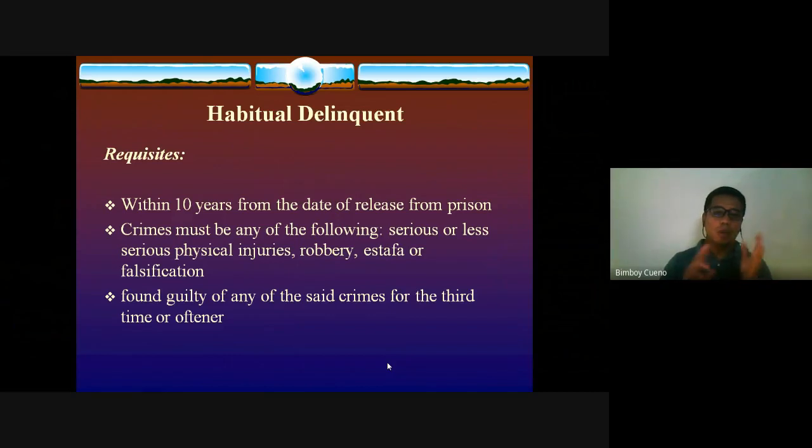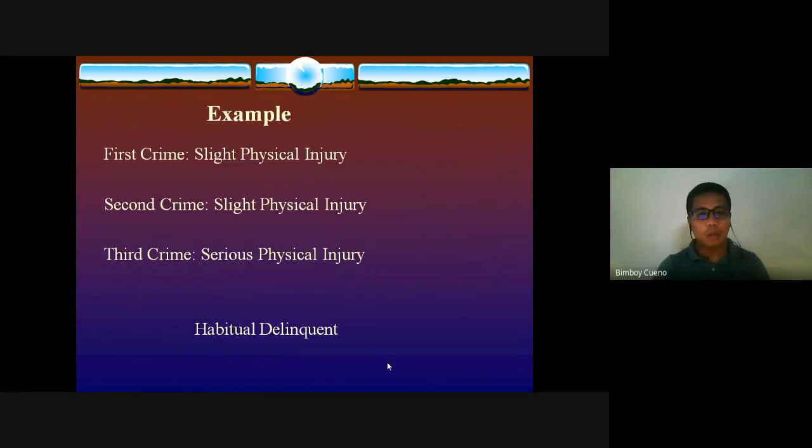So meaning, even if requirement number one is present and requirement number two is present also, but the person committed one of the crimes stated therein, but the commission was the second commission only, or the crime being committed was the second time only, then therefore that person fails to meet the third requirement. So he shall not be considered as a habitual delinquent.